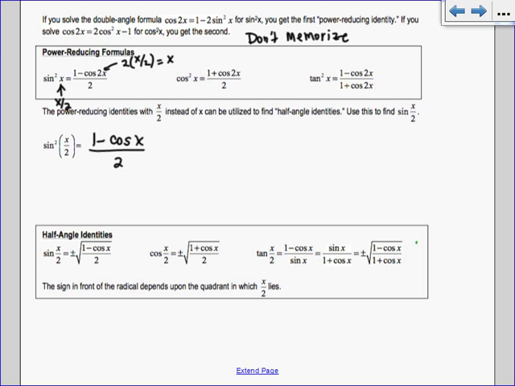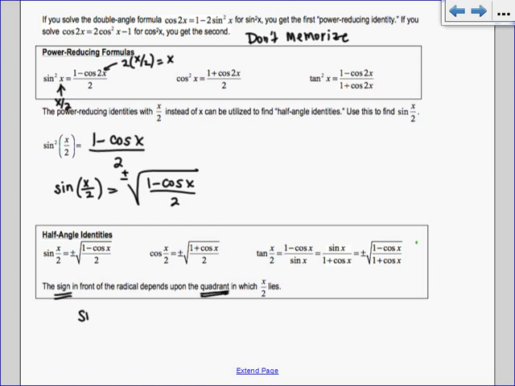So if I want to solve for sine of x over 2, I take the square root of both sides. And whenever I take a square root, I do plus or minus. This is where the half angle identity comes from. It comes from that power reducing formula. But the big thing to remember is that you have to decide what sign you have. So if you have a plus or minus, you need to decide if it's plus or if it's minus.